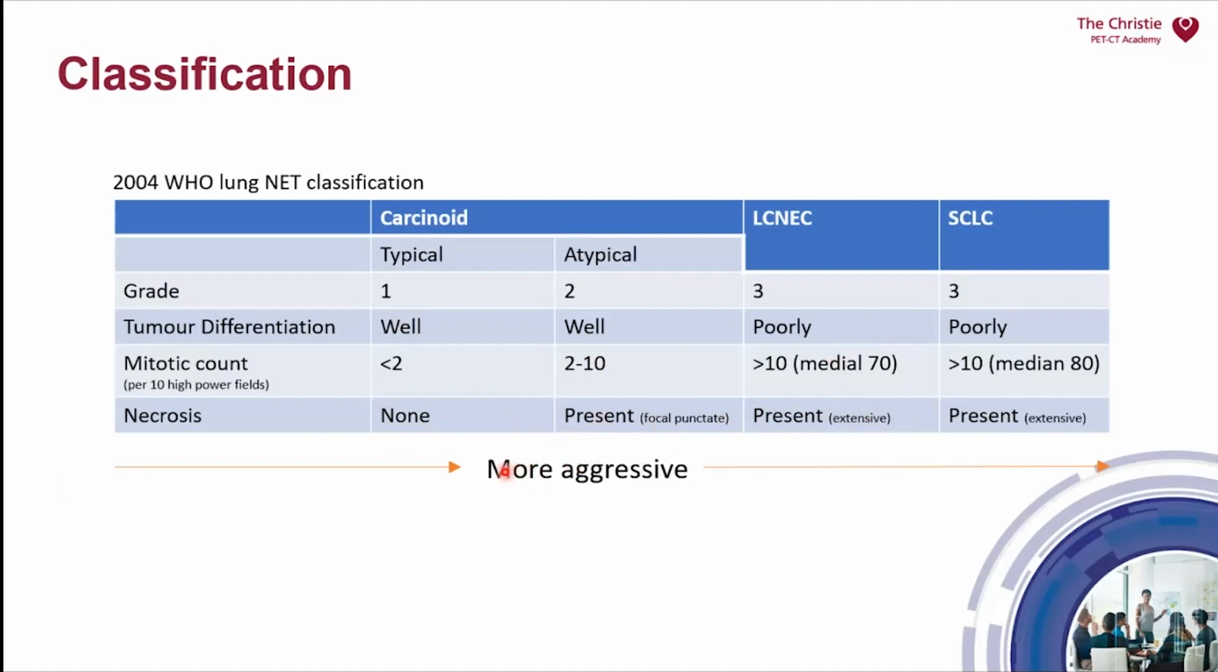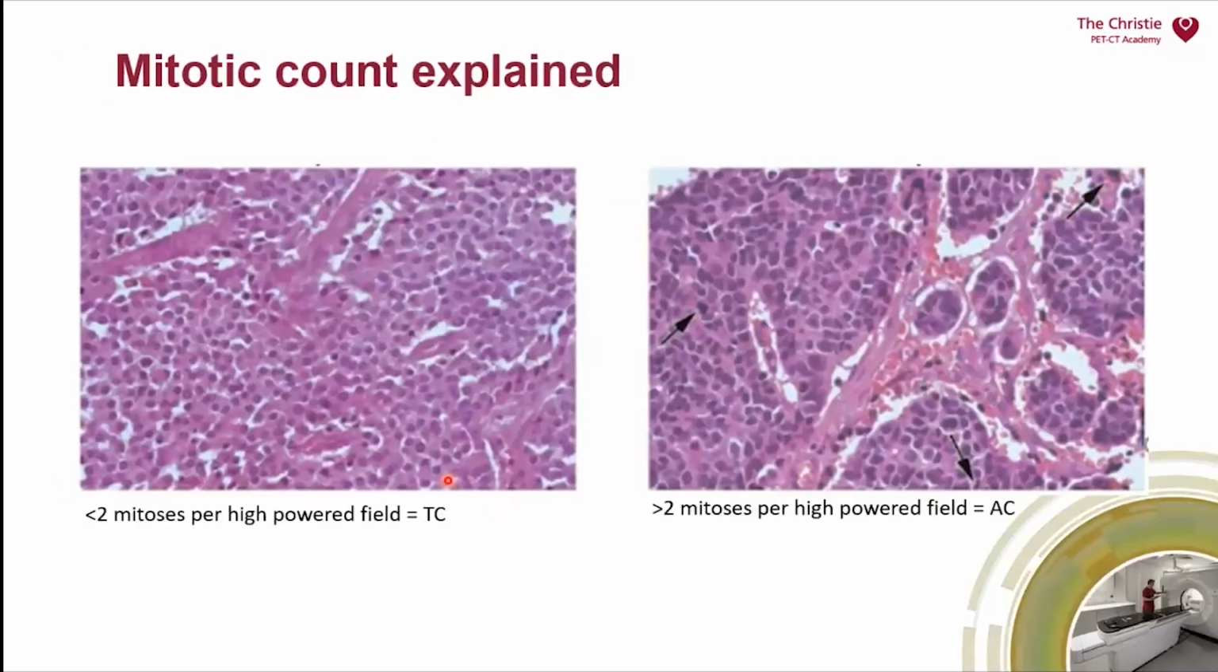And that's a really important concept to have an understanding of, because it will affect the treatment and the imaging that's appropriate. I'll just brush over this, but this is to show the mitotic count, and it's literally the pathologist looking down the microscope and counting the number of dividing cells. This one on the right here has 3 dividing cells in this high power field, so is an atypical carcinoid. This one doesn't seem to have any, so this is typical.